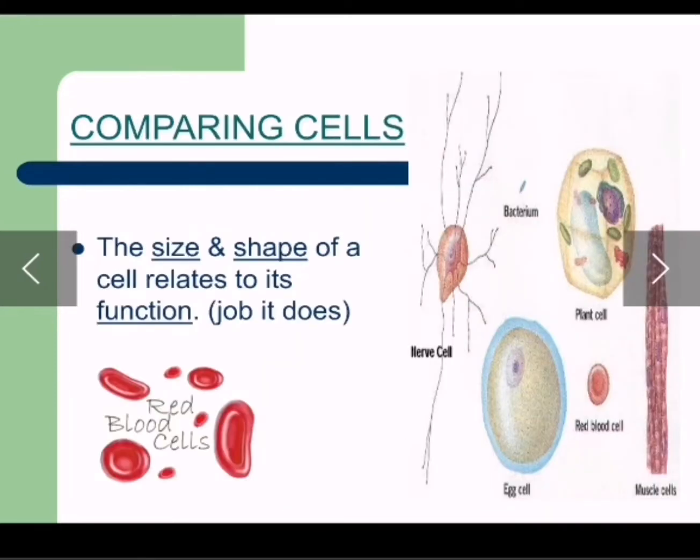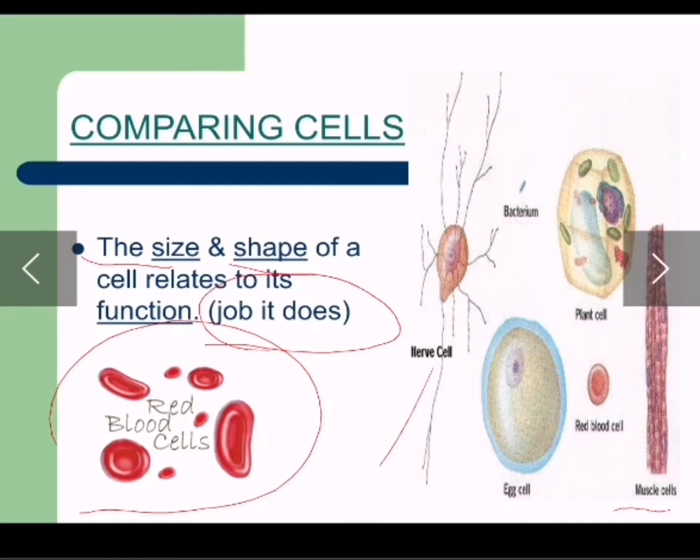So when we compare cells, we find that the size and the shape of a cell are related to its function, and they are different. The function is the job which the cell does. So we have a muscular cell that has a longitudinal shape, and a nerve cell which is very long. It may extend from the spinal cord to the foot digits. The red blood cells have a biconcave shape, and the egg cell is very large indeed.